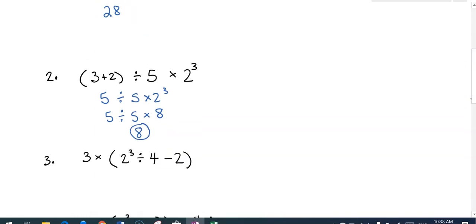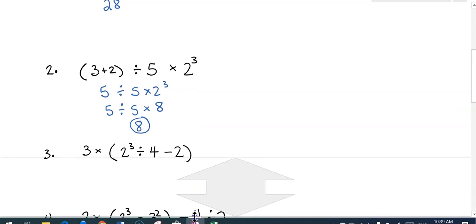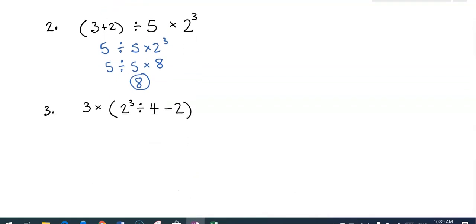Try this one on your own first here. Give myself some more space. Okay. So in the brackets, I have BEDMAS. So I have to work through all of this BEDMAS to get a single evaluated answer before I multiply.